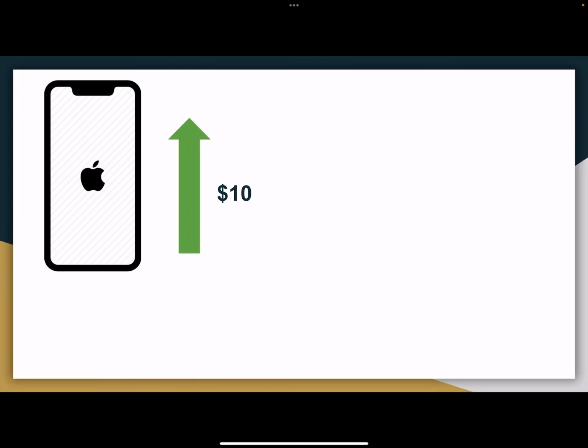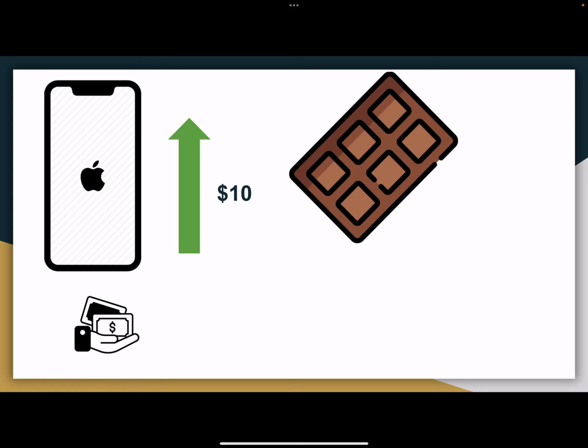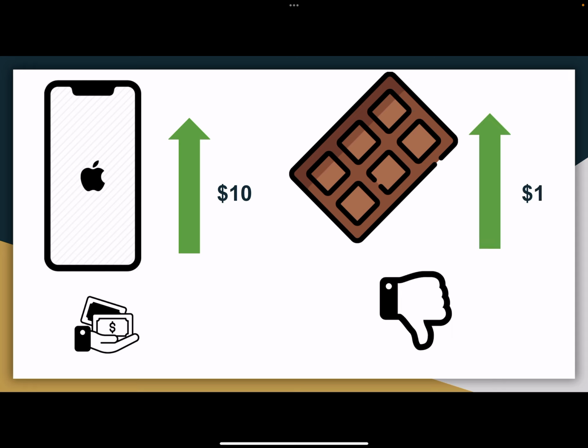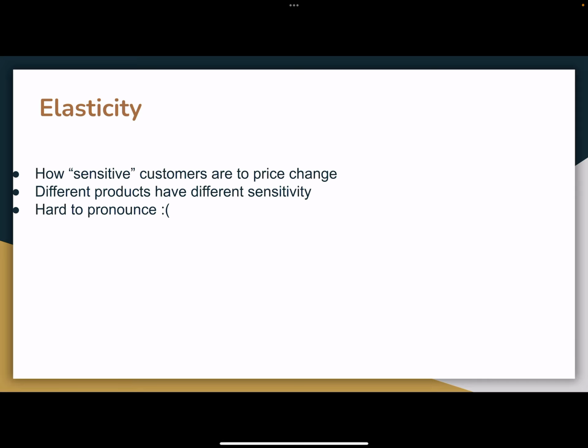Let's say an iPhone company increases their price by $10. The chances are most customers would still buy it. But if a chocolate company raises their price by even $1, they might suddenly lose a huge chunk of their customers. So how can we explain this inconsistency? Well, the answer is elasticity. Different products have different price elasticity of demand or supply, which measures how sensitive customers or producers are to a change in price.